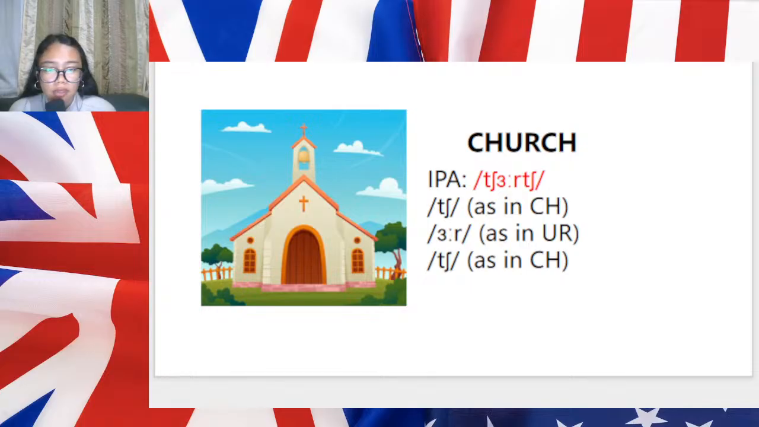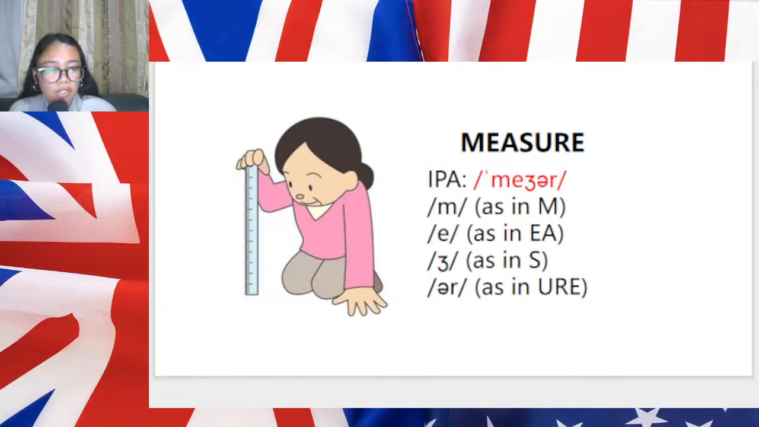And I think everything's good. Let me see. We've also talked about measure, right? This one. Measure, which has two syllables. Measure. There are two syllables in it. Okay. First, notice the apostrophe before the M in the IPA. The little mark is the stress mark. All right. Okay. All right. That's good.